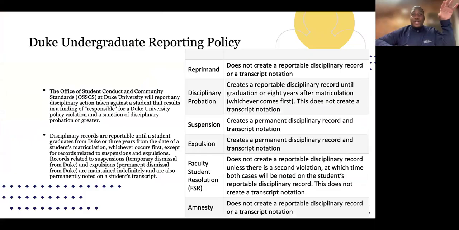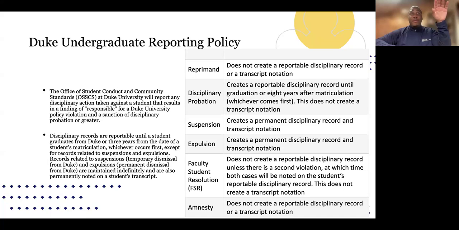And with that, we have our Duke undergraduate reporting policy. This is also on our website. So again, we will only report any disciplinary action that is a finding of responsible with a sanction of disciplinary probation or greater. So for folks who may find themselves in an alcohol situation, or let's say academic dishonesty, and you're worried, hey, I have this FSR, does this create a transcript notation? What about, I want to go to grad school, I want to join the FBI, because we get so many requests from different third parties. Our office only reports out sanctions that are disciplinary probation or higher, not amnesty, not faculty student resolutions, not reprimands.